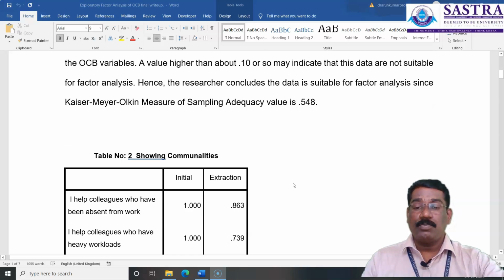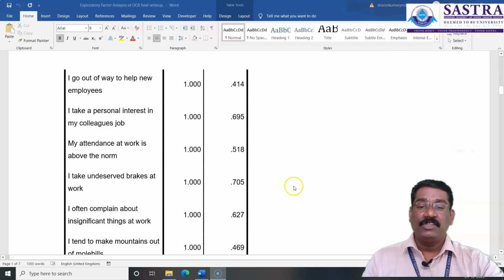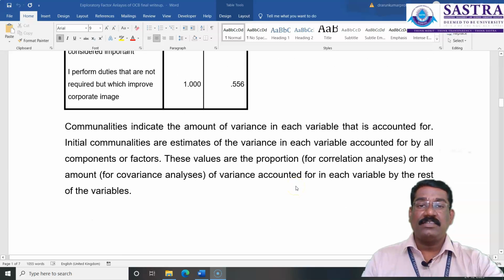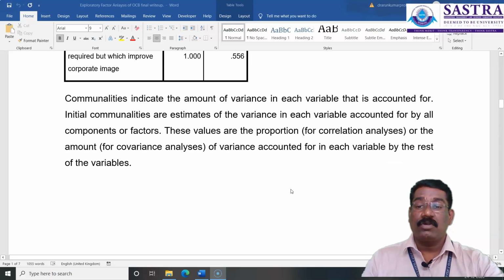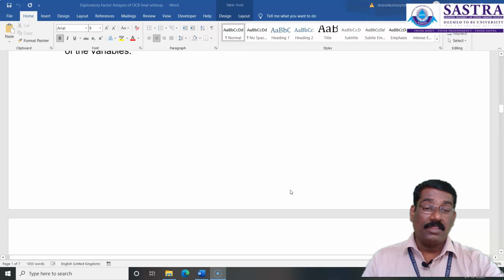The second output table is called communalities. Looking at these communalities, they indicate the amount of variance in each variable that is accounted for. Initial communalities are estimates of the variance in each variable accounted for by all components or factors. These values are the proportion, for correlation analysis, or the amount, for covariance analysis, of variance accounted for in each variable by the rest of the variables. That's the inference we are supposed to write under this table.